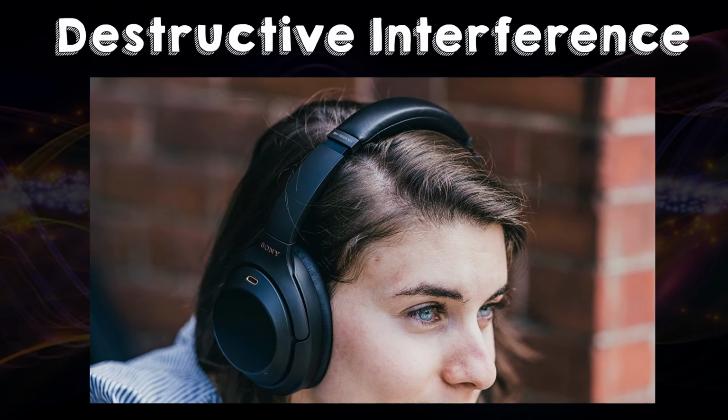An example of an object showing destructive interference are noise-canceling headphones. They work by using a microphone to pick up the frequencies of incoming waves. Then, the headphone sends out a wave that is the exact opposite, canceling out the sound. That's why we hear clearer music in noise-canceling headphones.